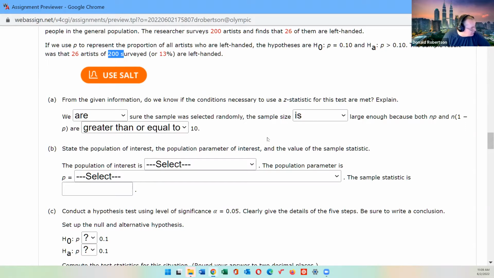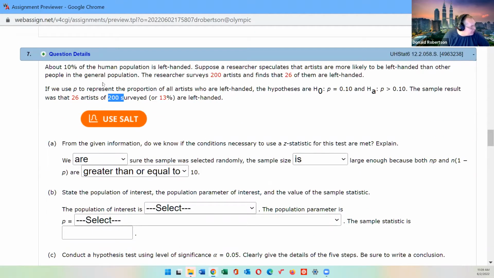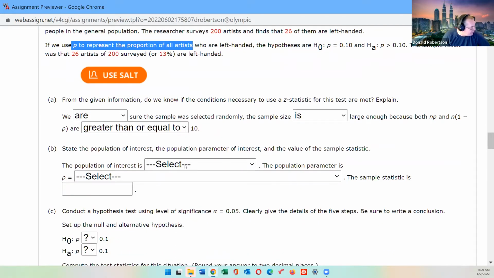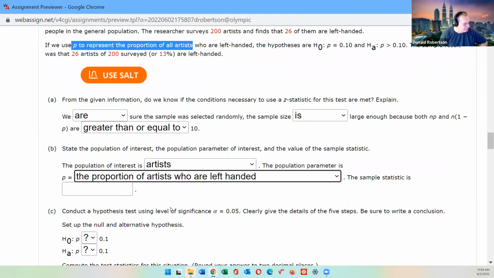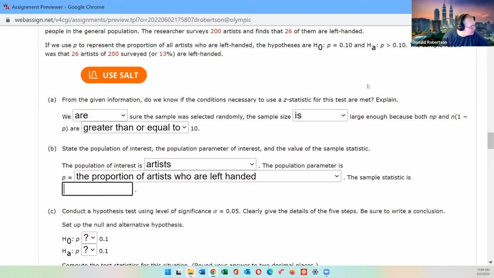Now, it goes on and says, state the population of interest. It's easy to think that we're talking about the entire human population, but later on it tells me that we are only interested in a subgroup of them, people who are artists. So the population of interest here are artists. The population parameter is the proportion of artists who are left-handed. And the sample statistic is 0.13.